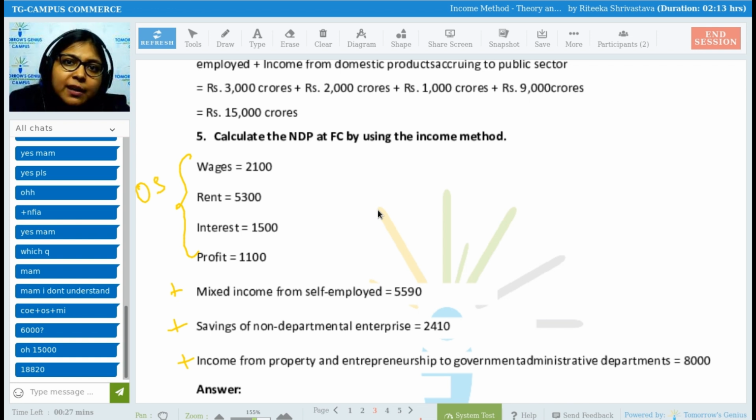NDPFC is equal to COE plus rent plus interest plus profit plus royalty plus mixed income. So wages is given. Wages is nothing but a part of COE. Rent is given. Interest, profit, mixed income are also given. Saving of non-departmental enterprise we always add. Income from property and entrepreneurship to government administrative departments we always add. That's all. Very simple.